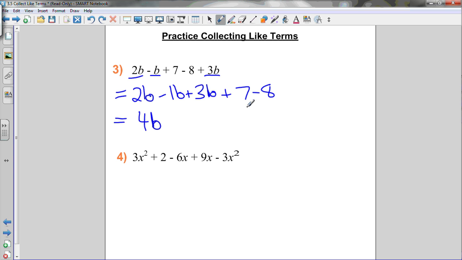And now I can collect these like terms. 7 minus 8 is negative 1. So this term simplifies to 4b minus 1.